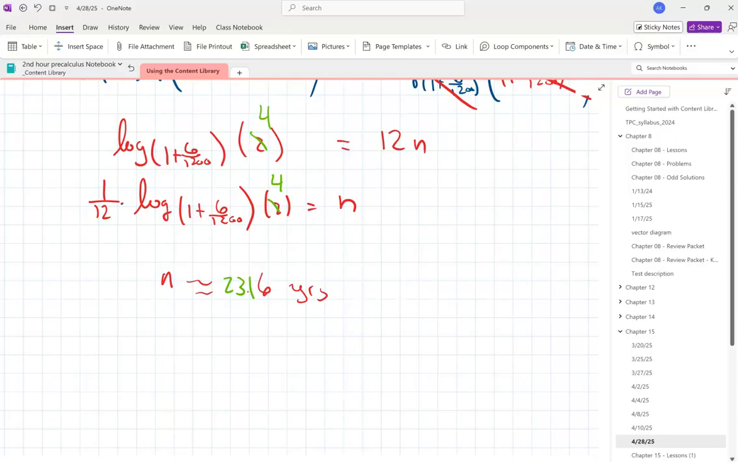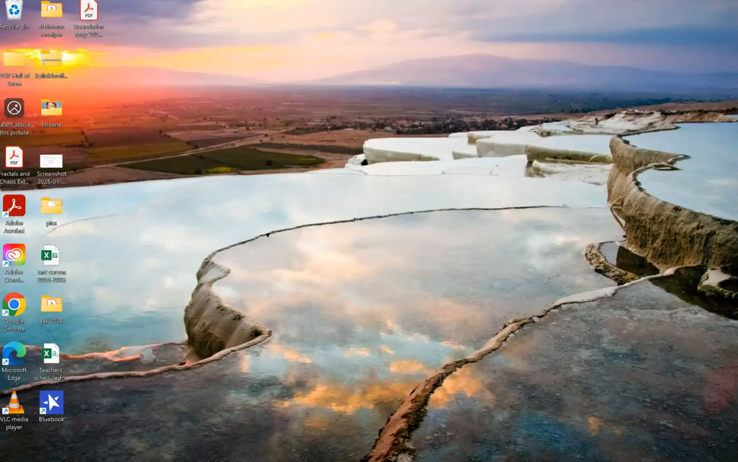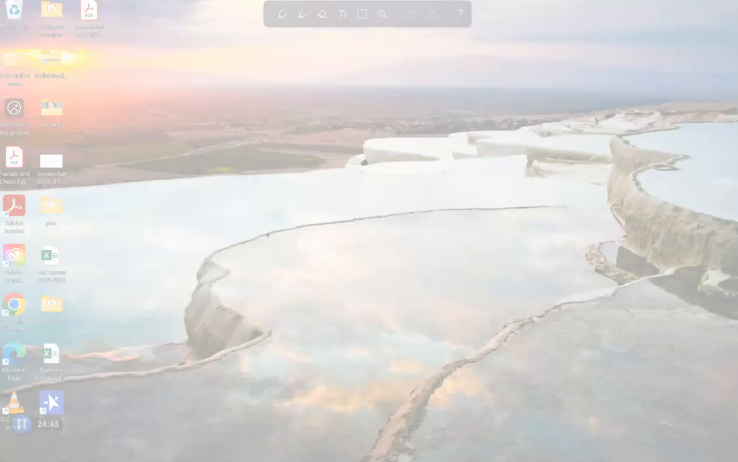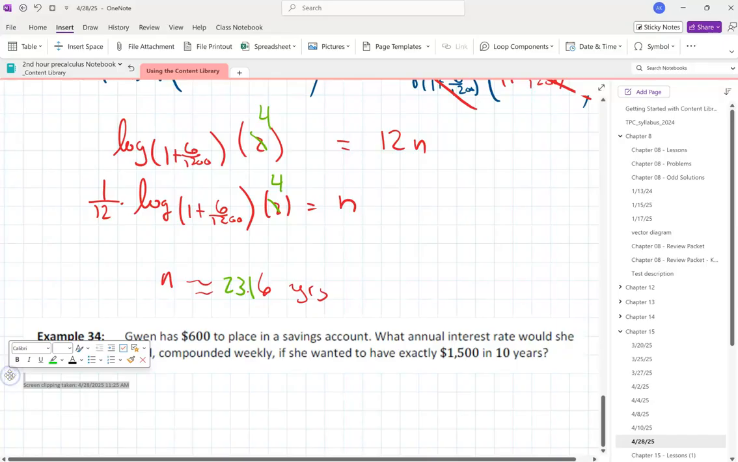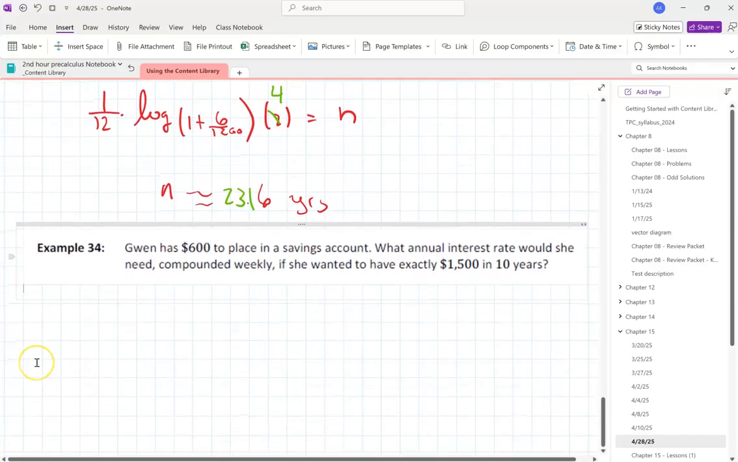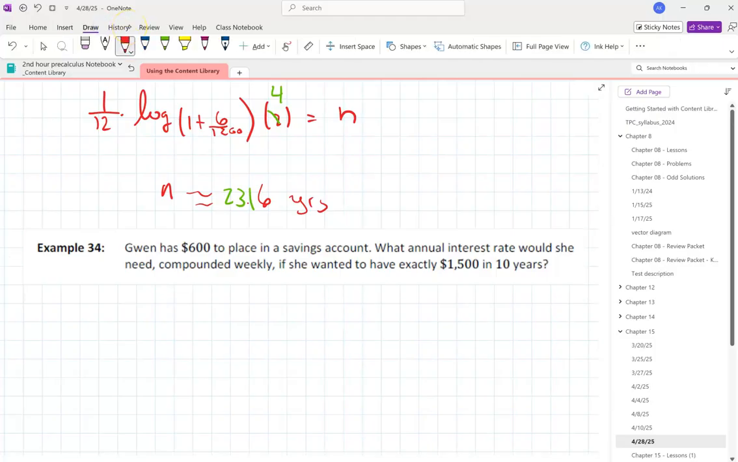One more example, and I am finished with you guys for today. It says Gwen has $600 to place in a savings account. What annual interest rate would she need, compounded weekly, if she wanted to have exactly $1,500 in 10 years? Okay, well, this I can tell: PV, FV, N. R is what we're solving for, and K is 52.